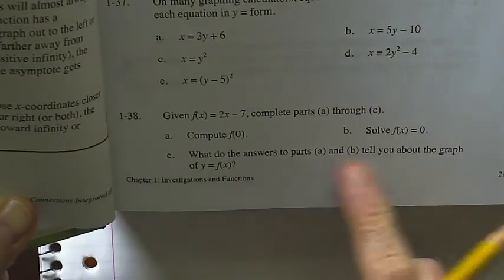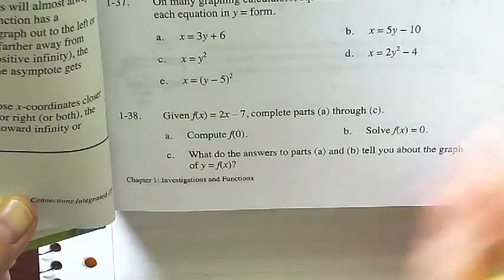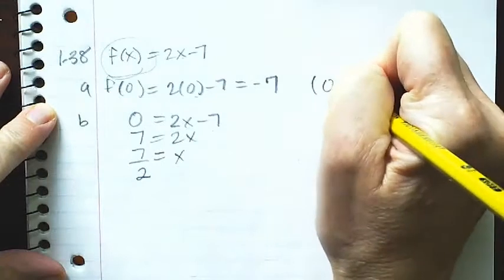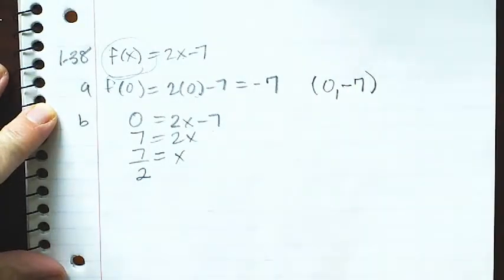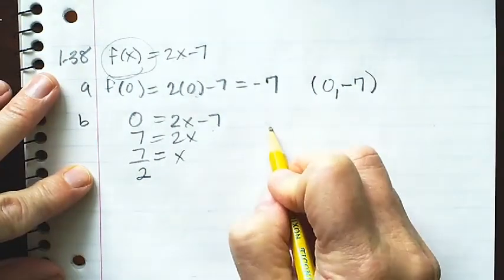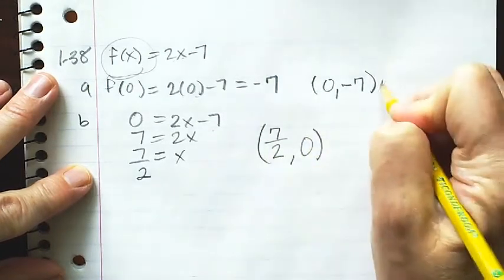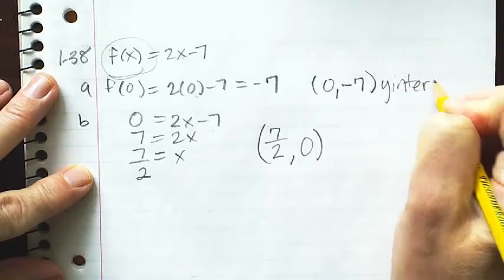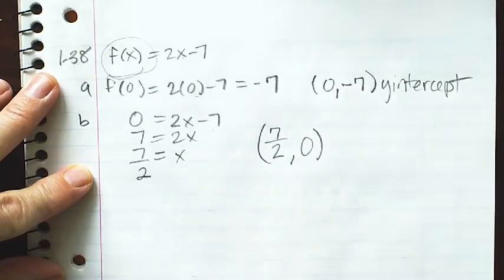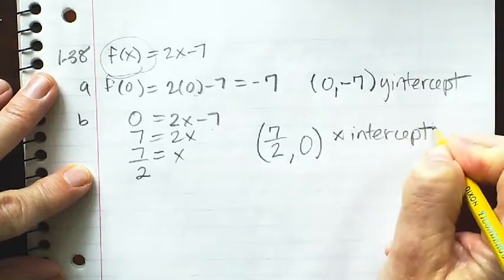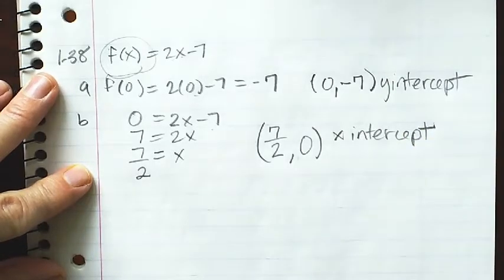There's your x-intercept. And then what do the answers to A and B tell you about the graph of y equals f of x? Well, I know that the value at 0 is negative 7. It has this point, and the value at 7/2, 3.5, is 0. So my y-intercept is (0, -7), and my x-intercept is 7/2.